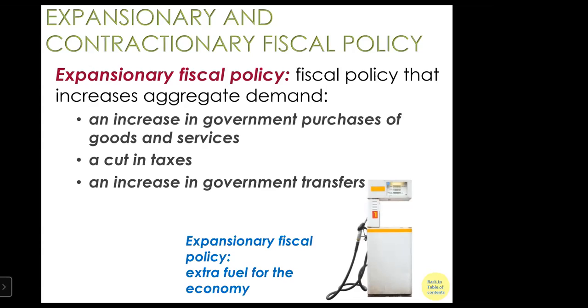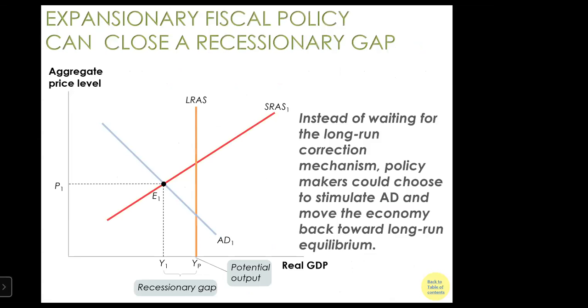And one intuitive way to understand expansionary fiscal policy is as giving extra fuel for the economy. It's like your car, right? You add some fuel, or these days, you add some battery power to your car, so your car can run faster and run longer. So this is expansionary fiscal policy.